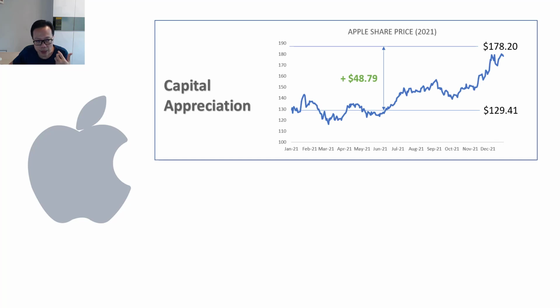Okay, let's get a better appreciation of this with an example. Let's say we bought into Apple shares when it is $129.41 at the start of 2021.